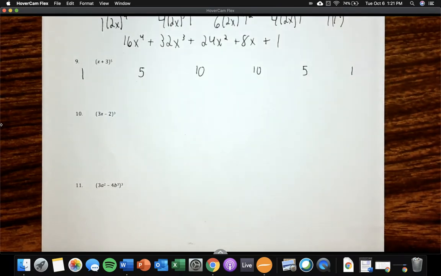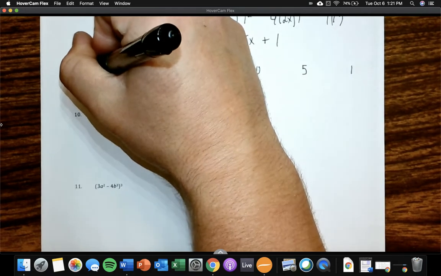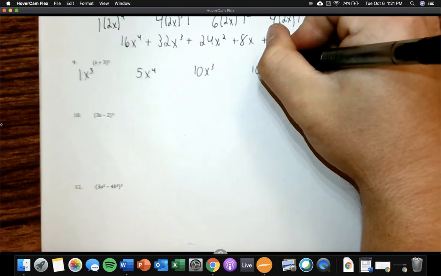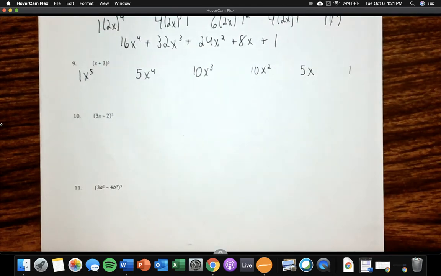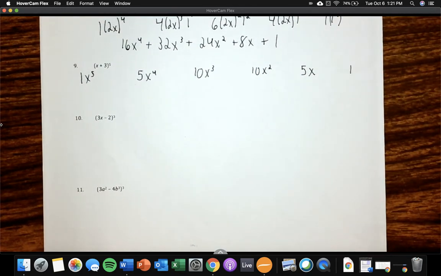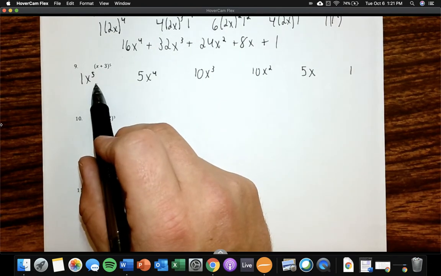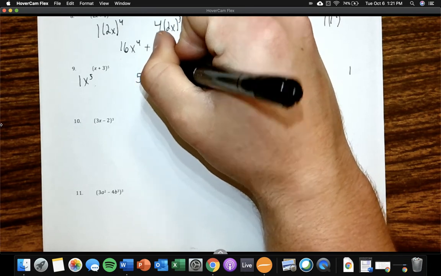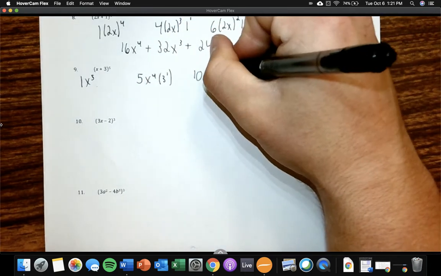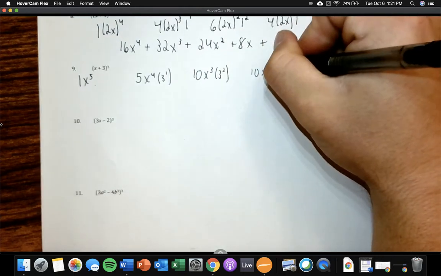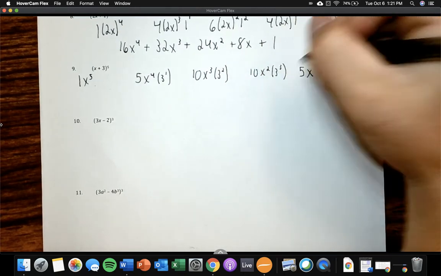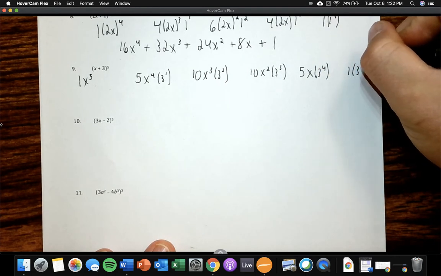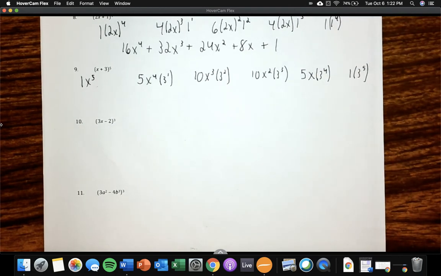Right, our a term is x, so we're just going to have x to the fifth, x to the fourth, x cubed, x squared, x to the 1, and then x to the 0, which is just 1. And here would be 3 to the 0, which is just times 1. So we can say this is going to be 3 to the first power times 3 to the second power times 3 to the third power times 3 to the fourth power times 3 to the fifth power. All right, so we just have to multiply that out.